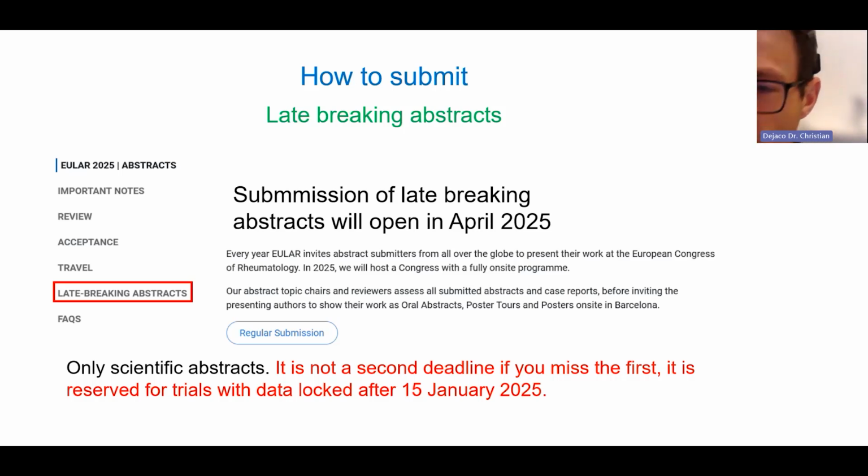However, if you have a trial where the last follow-up visit is in, I don't know, mid-February or so, then you simply did not have a chance to submit by the regular deadline. And then it's allowed to use the late-breaking abstract deadline. But again, it's not meant to be a second option when you miss the first one for any, let's say, less qualified reason. And of course, with a late-breaking abstract, you can only submit scientific abstracts. There's no chance to submit a case report as a late-breaking abstract.